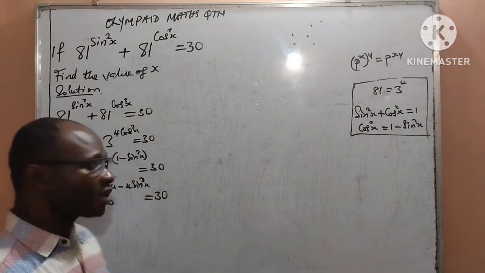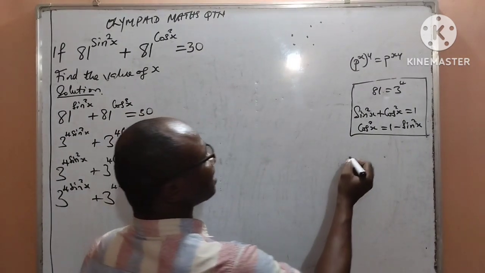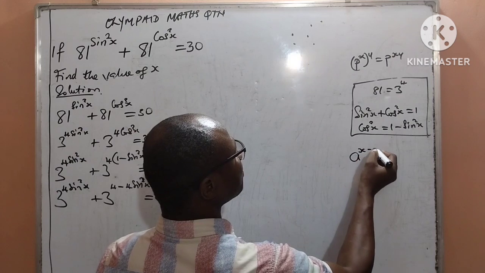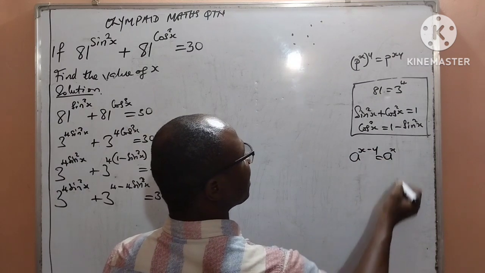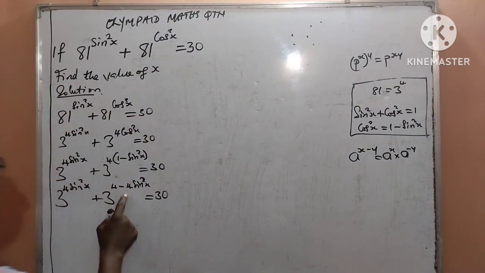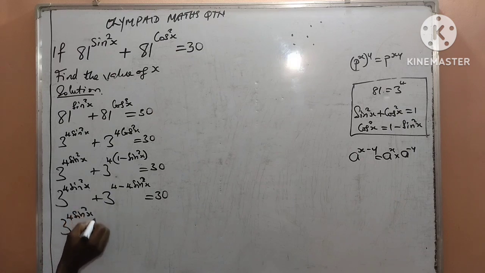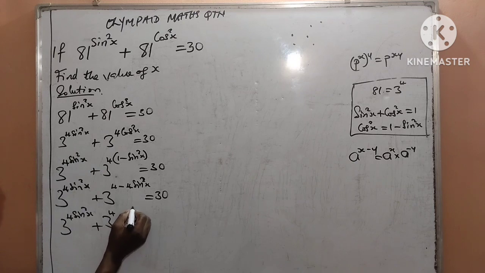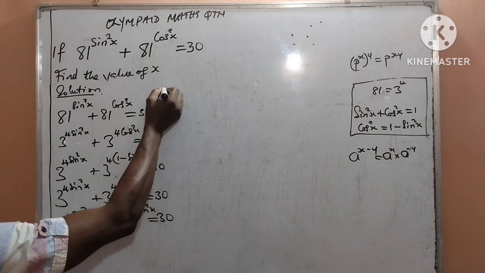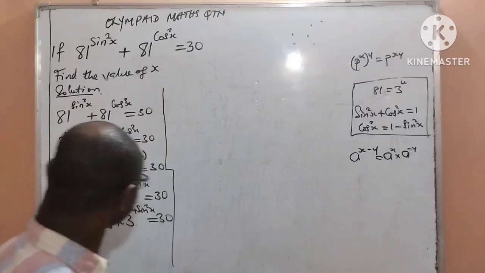Moving forward, I'm going to apply the law of indices that says that a raised to the power x minus y is equal to a raised to the power x multiplied by a raised to the power minus y. This will be applied here to give me 3 raised to the power 4 sine square x plus 3 raised to the power 4 multiplied by 3 raised to the power minus 4 sine square x. Everything is equal to 30. Very good. We keep on moving.